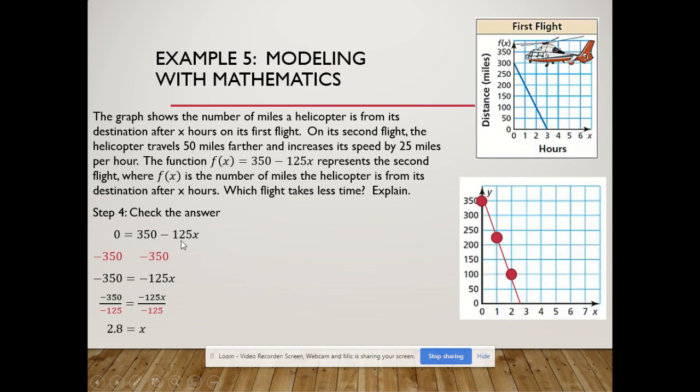So now we're going to solve for x, minus 350 from both sides. And then we get negative 350 is equal to negative 125x. We're multiplying x by negative 125, so we'll divide by negative 125. So x equals 2.8. So it took 2.8 hours to finish. That once again confirms exactly what we saw from the graph, that the second flight was going to take less time. I hope this helped you. Good luck.